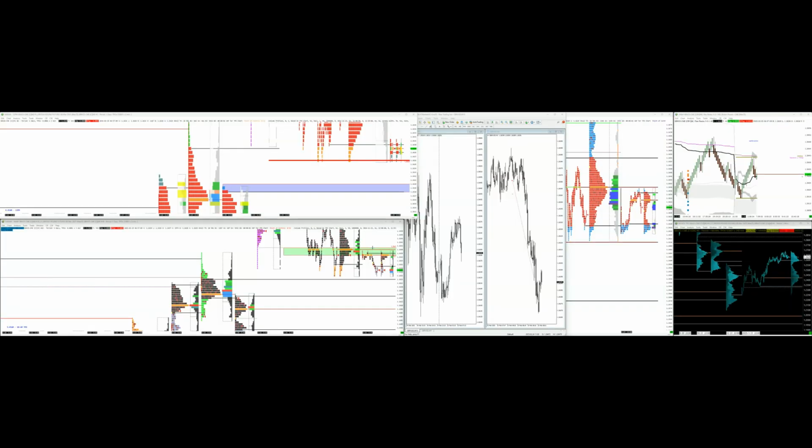Good morning traders, hope you're well. So just a quick recap on this trade I've just taken this morning and the reasons why I got in the trade. Let me just show you.